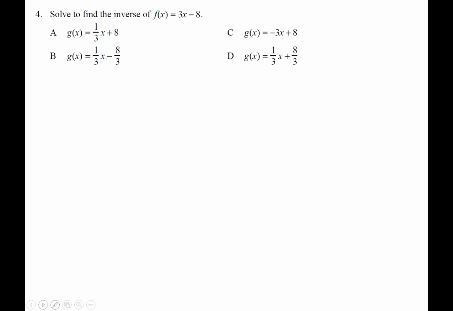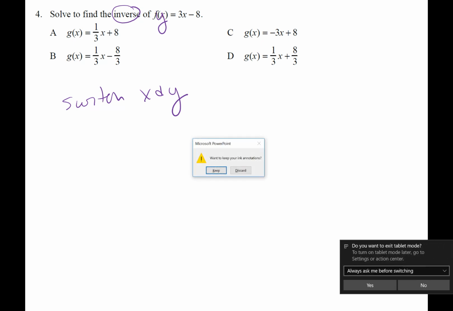We're going to solve to find the inverse. So remember, the big thing on finding inverses is that we switch x and y. So we're going to pretend like that f of x is a y. So I'm going to take those and I'm going to switch the x and the y value. I'm sorry, I do not know what happened there. My screen blanked out.